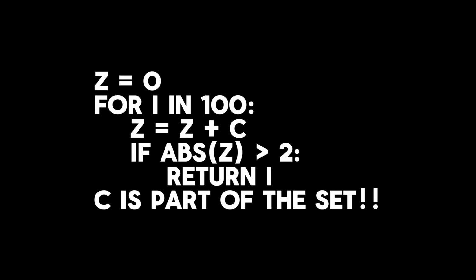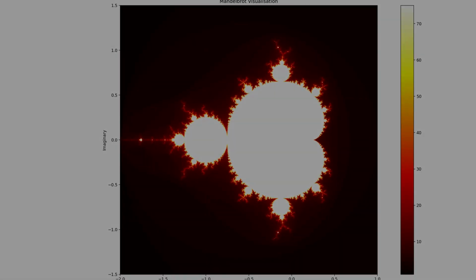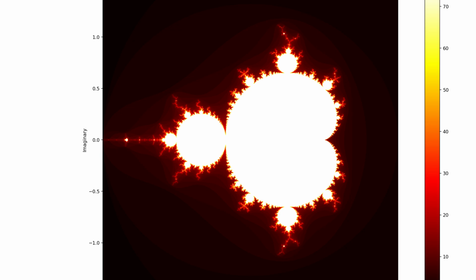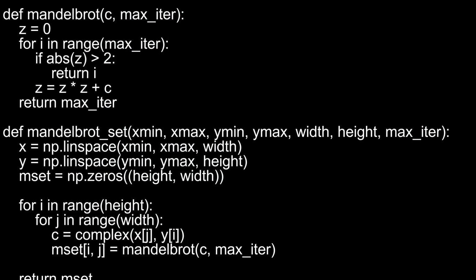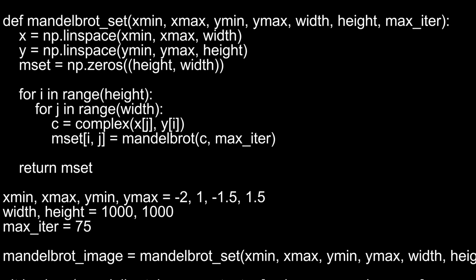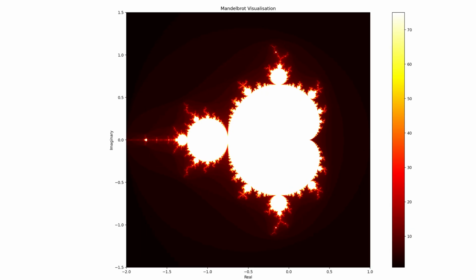For any value of c that does escape the bounds of -2 to 2, we colour it based on how many iterations it took to do this, or how unstable it is in other words. And that's how we create this stunning image. It's infinitely complex and beautiful, whilst coming from such simplicity. I mean, this only took 35 lines of code to create. Look at how incredible it is.